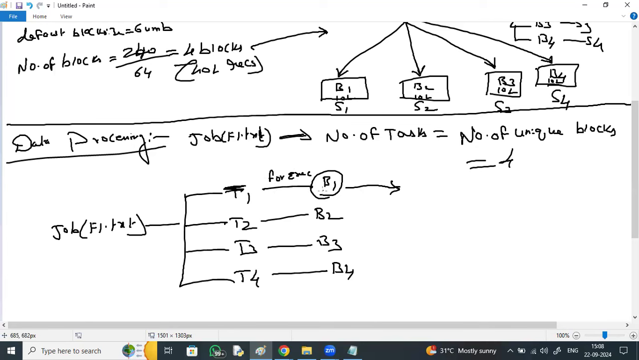Who has to execute this B1, 10 lakh records? System 1. S1, right? System 1 only. There is no other choice. Other systems cannot execute this B1 10 lakh records. Who should execute this T2 task? Which system? Slave 2, right? There is no other choice. T3 by S3. T4 by S4.